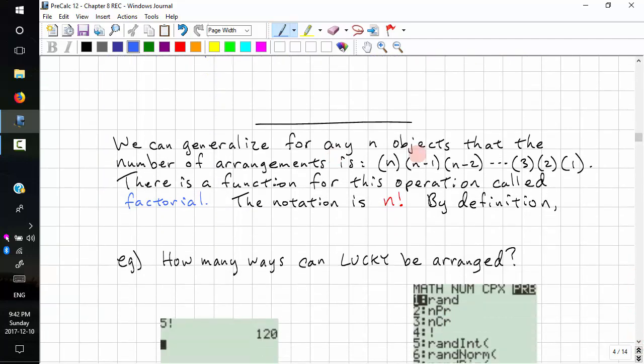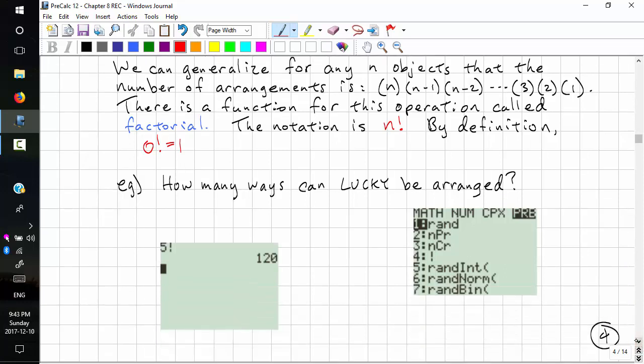We can generalize for any n objects that the number of arrangements is n times n minus 1 times n minus 2, all the way down to 3, 2, 1. And there's a function for this operation, and it's called factorial. And the notation is n exclamation mark. And by definition, we have 0 factorial equals 1. If 0 factorial was 0, we would be in trouble, but this problem doesn't come up until later. So for now, take my word, 0 factorial is best if we define it to be 1.